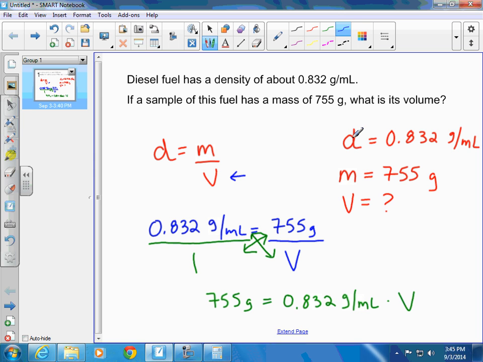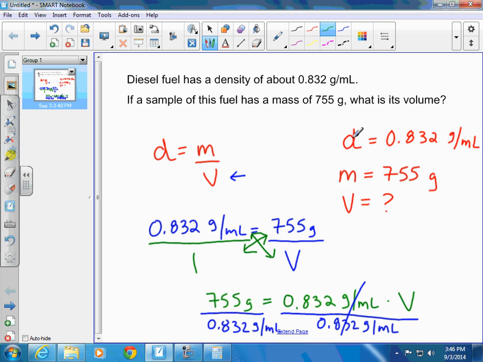So since v is multiplied with 0.832, we're going to divide both sides by 0.832 grams per milliliter. It's going to disappear on the right side, but what we do to the right, we also have to do to the left. So we're going to divide the left side by 0.832 grams per milliliter. Okay, we're almost finished. We just have to decide what unit we should have for v. So let's figure it out.